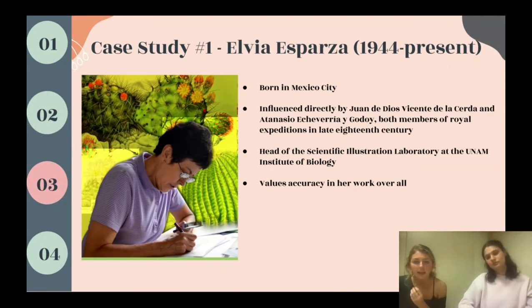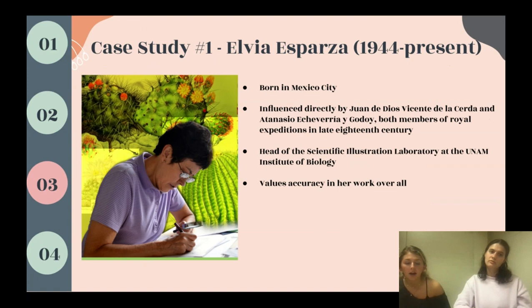Okay, and our first case study is Elvia Esparza. She was born in 1944 in Mexico City. She will even state that she was directly influenced by members of royal expeditions from the late 18th century. Neither of these were from the Mutis expedition.